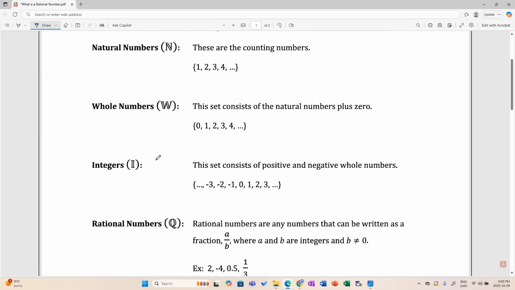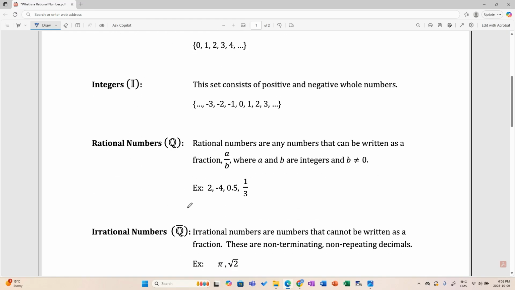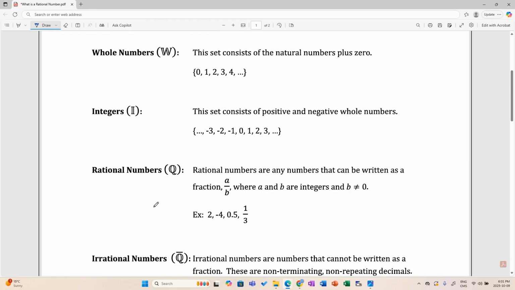Integers now include the negatives. So we start from zero, we can go up by one towards the right-hand side, and we can also go backwards by one towards the left-hand side. So instead of going 0, 1, 2, 3, 4, 5, we can also go 0, -1, -2, -3, -4, -5. Now, rational numbers include all integers, whole numbers, and natural numbers.